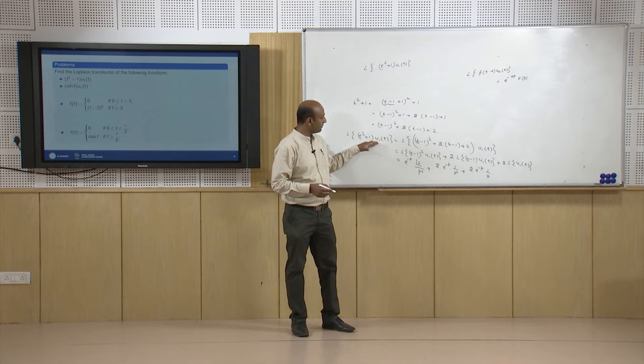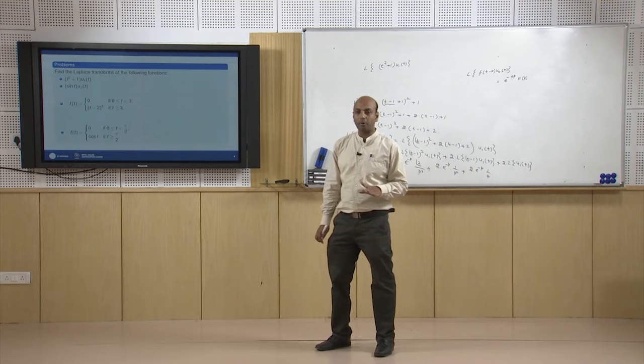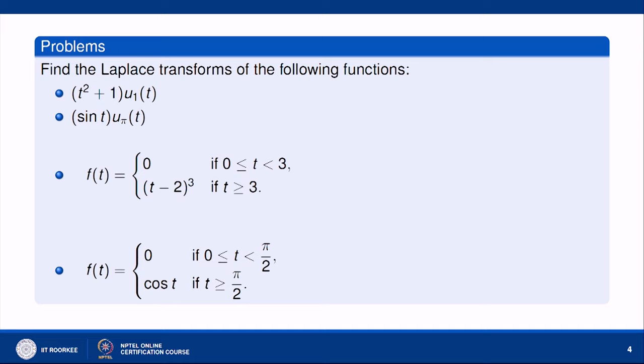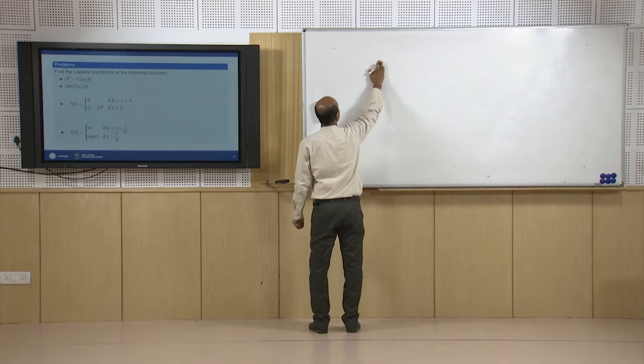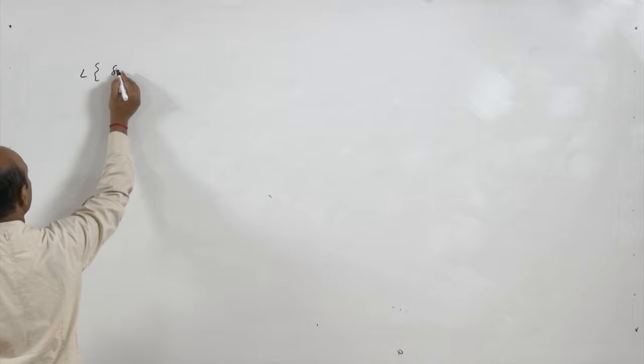So it is our choice whether we use the direct definition of Laplace transform or directly use the second shifting property to find the Laplace transform of such functions. Now suppose you have a second problem, so again a second problem can be solved using the second shifting property. So how to find it? Laplace transform of sin t into u pi t.